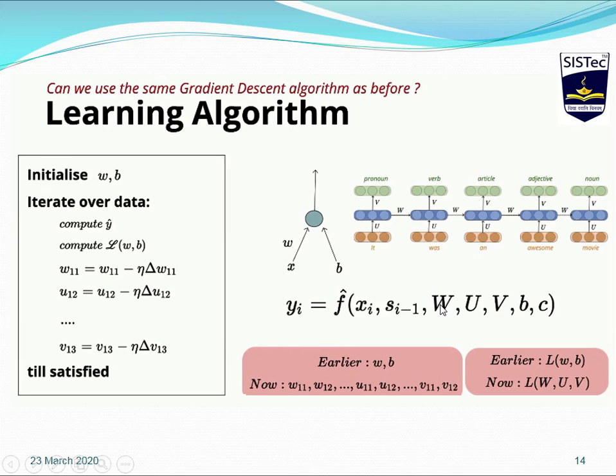Initially we will define all the parameters as 0 or some values, and then we will learn the actual values with the help of the gradient descent algorithm. Okay. So these are the parameters that we need to learn by using the gradient descent algorithm.